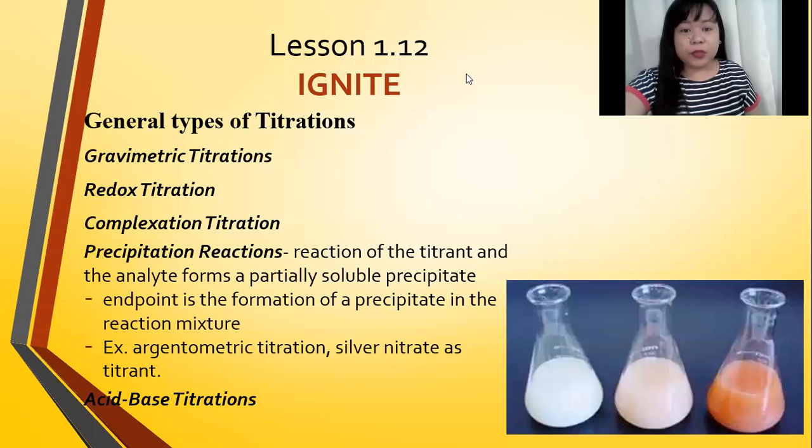Here's an example of a precipitation titration where before the equivalence point, a precipitate is formed, but at the end point, the formation of a red precipitate marks the end of the titration.